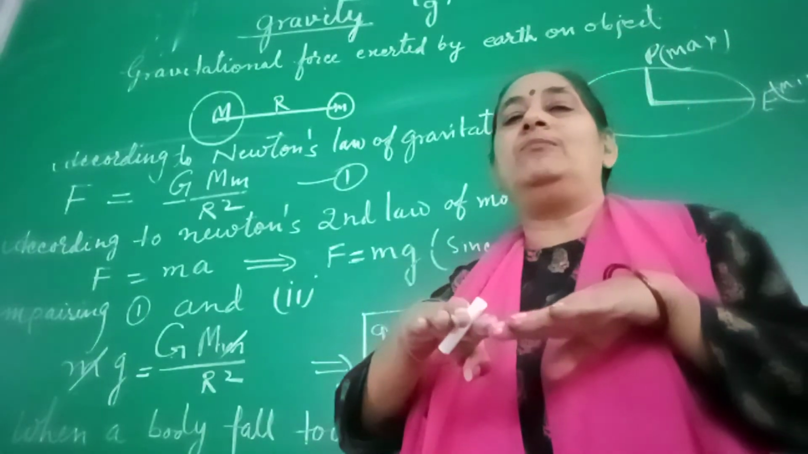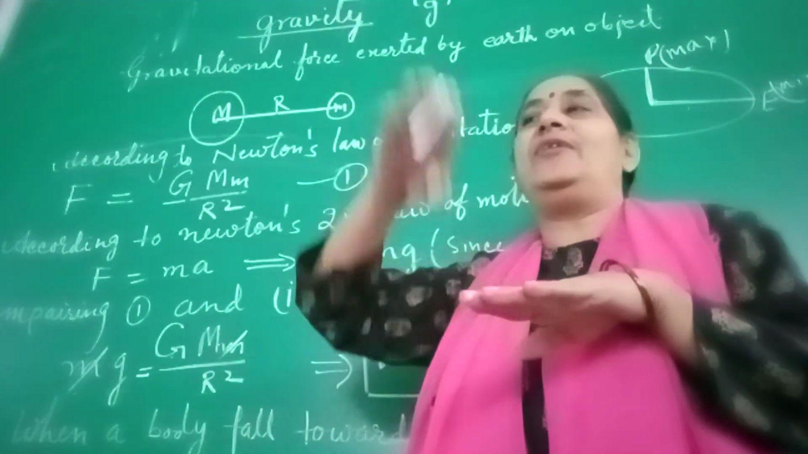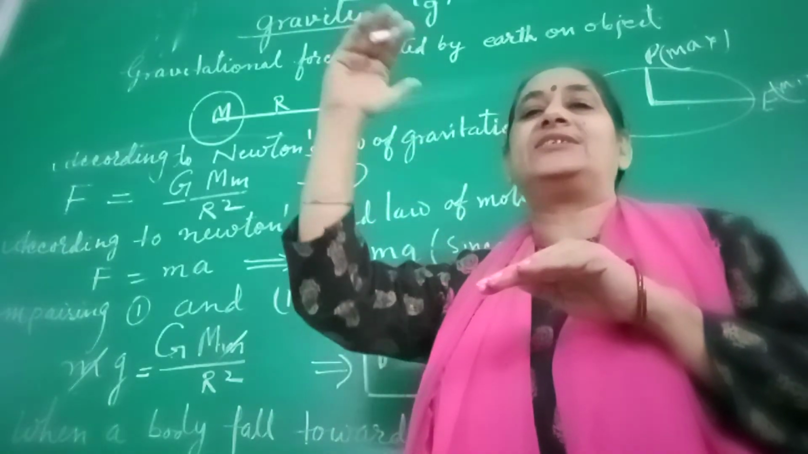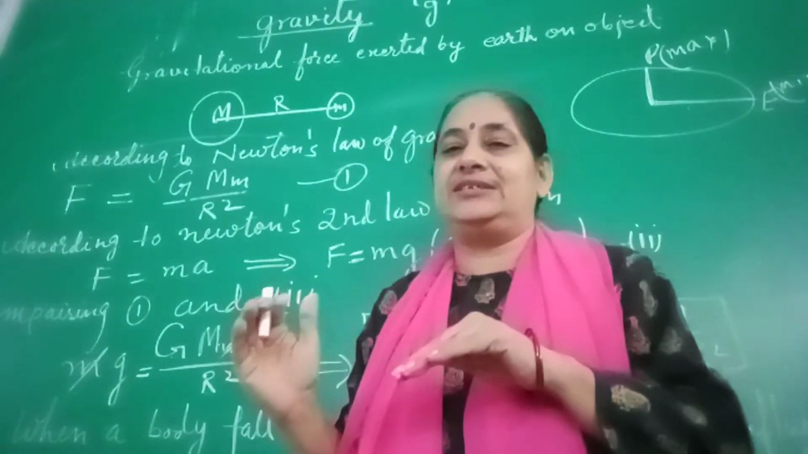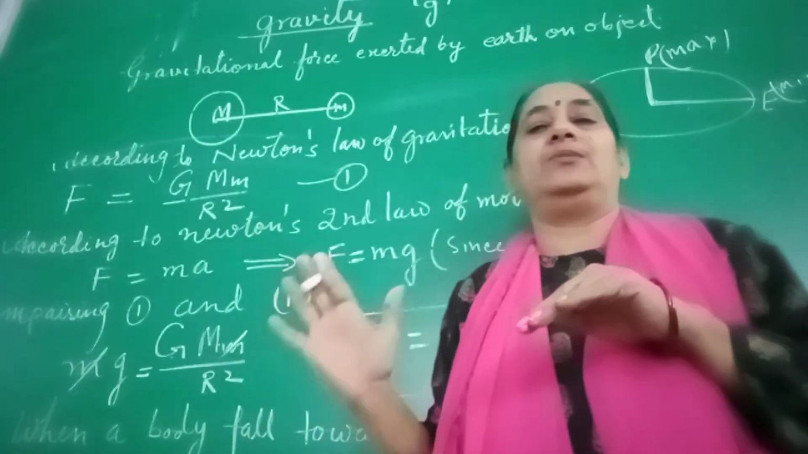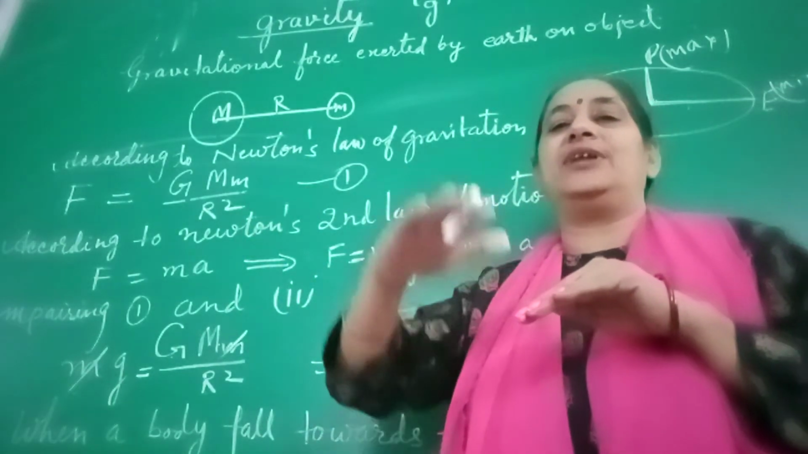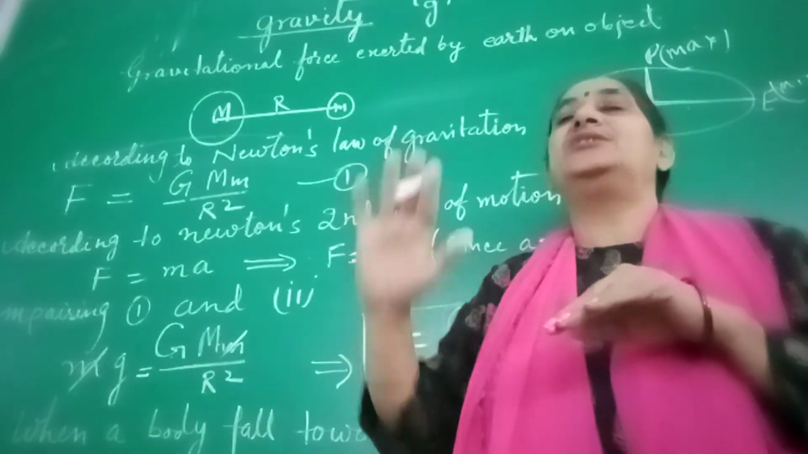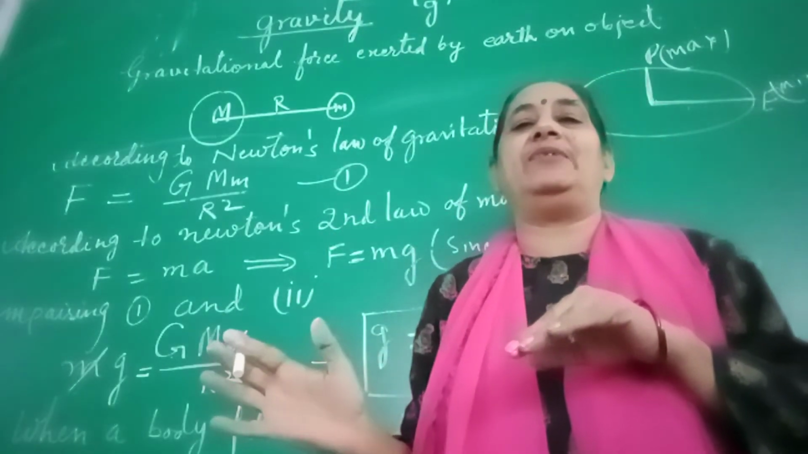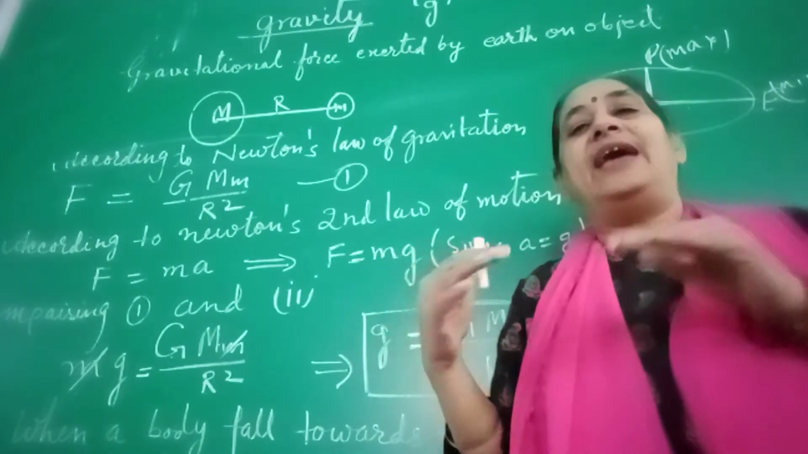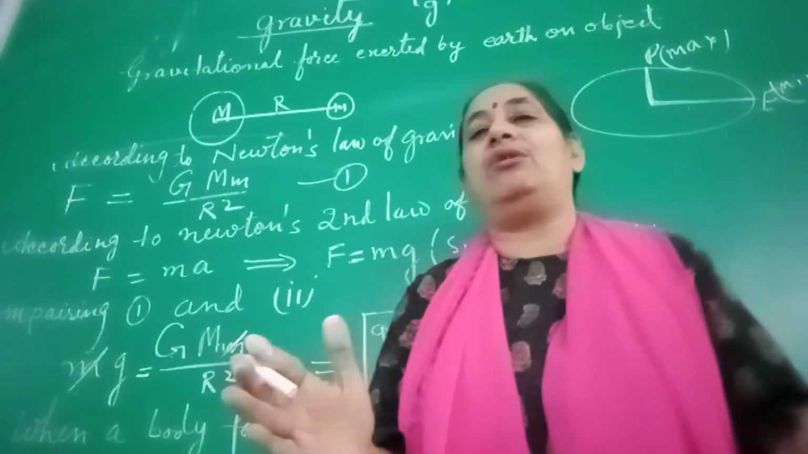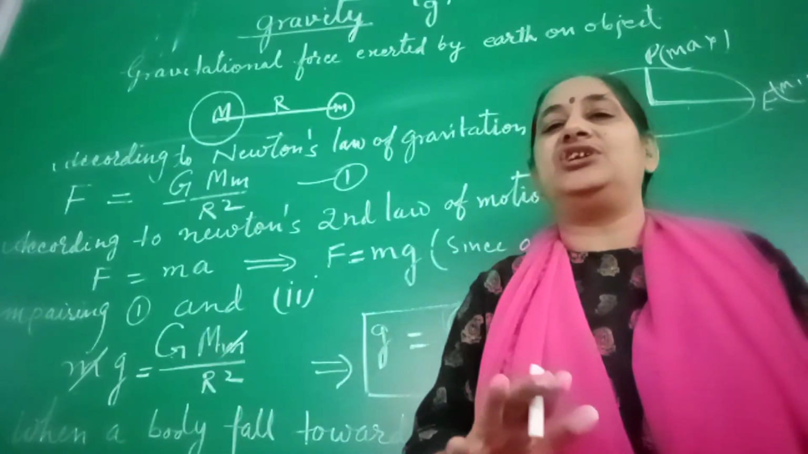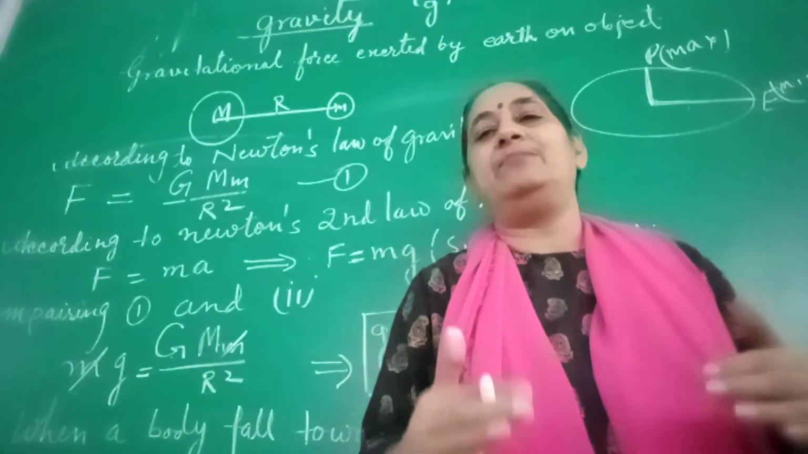When we move away from the center of the earth, from the surface to above the surface, slowly acceleration due to gravity decreases and finally it becomes zero. So acceleration due to gravity decreases when we move above the surface of the earth. In space, acceleration due to gravity is zero. So you see the acceleration due to gravity is not a constant quantity. It varies from place to place. It can be zero, it can be maximum, it can be minimum.